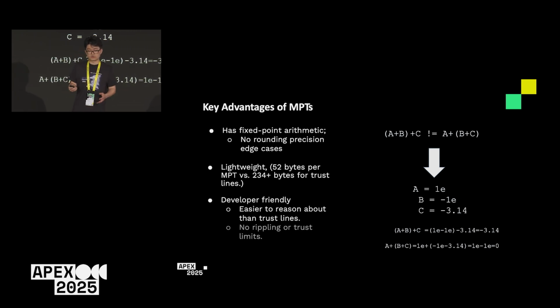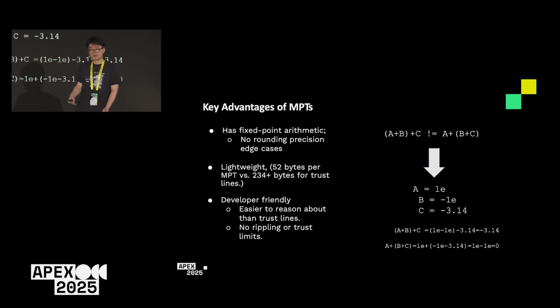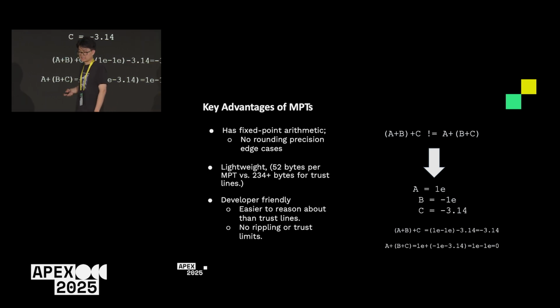For example, trust lines have many other features that you would need to know, such as no rippling or trust limits, without getting too much into it. But to use trust lines, you basically need more knowledge and you need to do more research. Whereas with MPTs, you can get started easily.